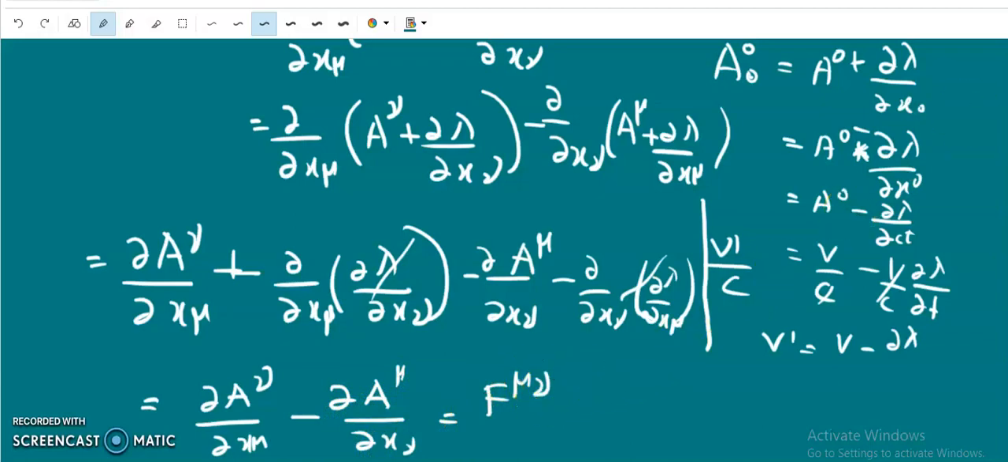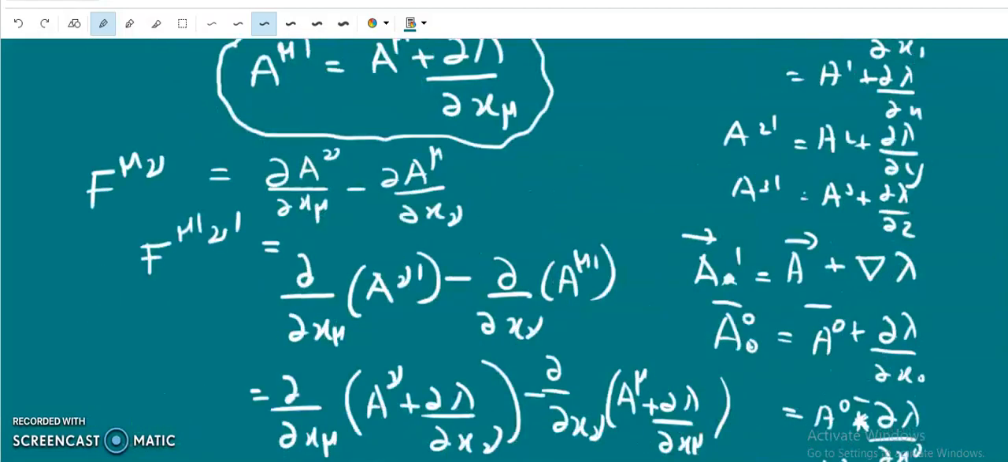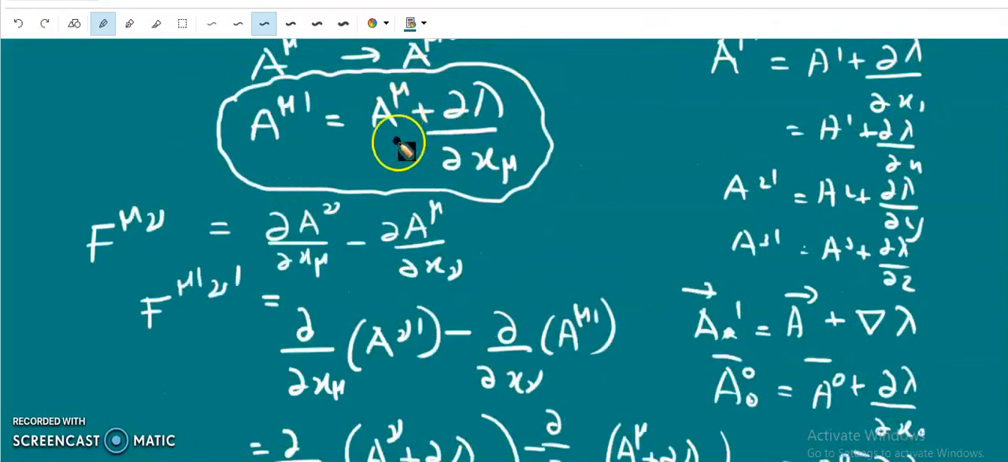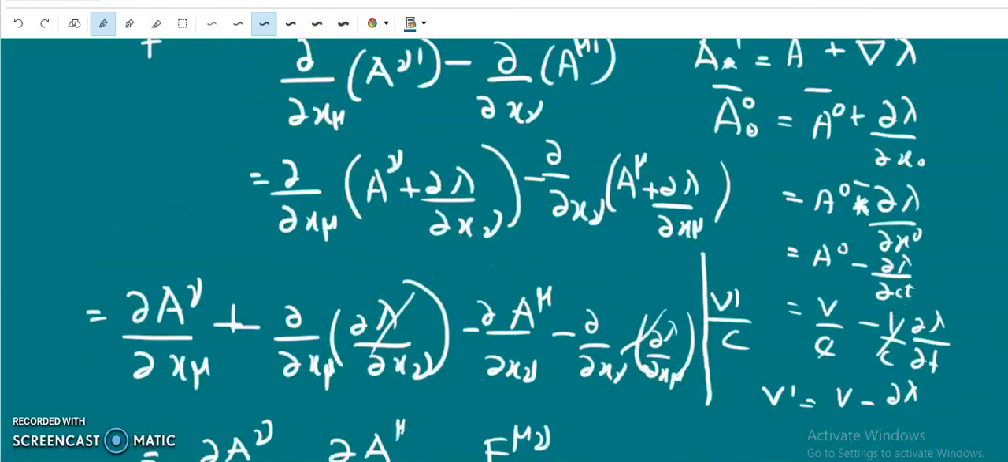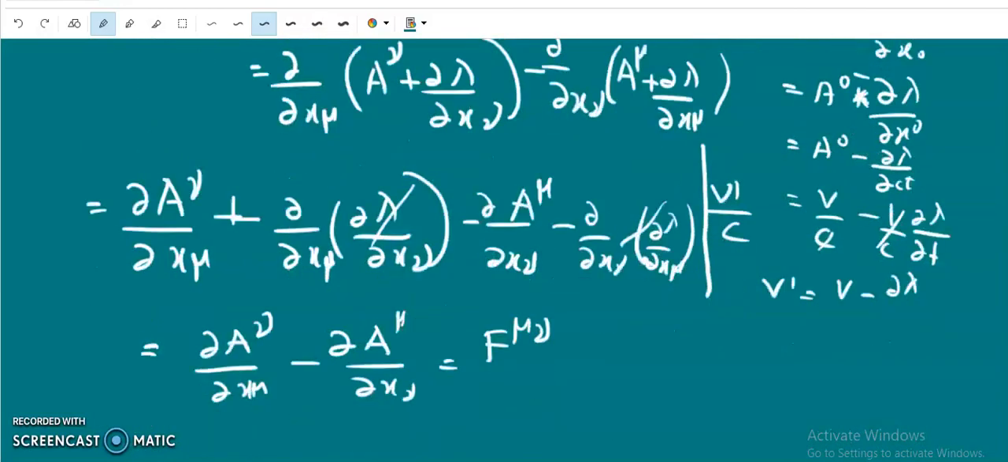So even though we apply the transformation equation specified by this, we can see that the field tensor is invariant. In the general case, when we apply the transformation equations and the field remains unchanged, we say the field is invariant. So in the relativistic case too, even though we apply the transformation equations, the field tensor is invariant. So this is exactly the gauge invariance.